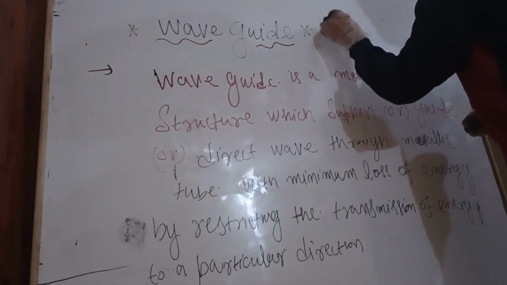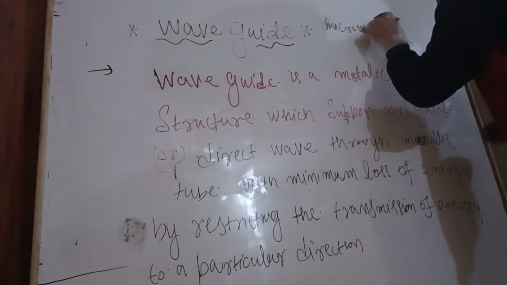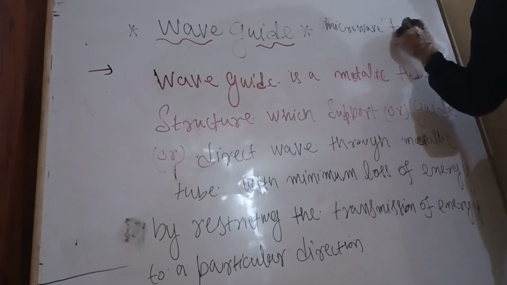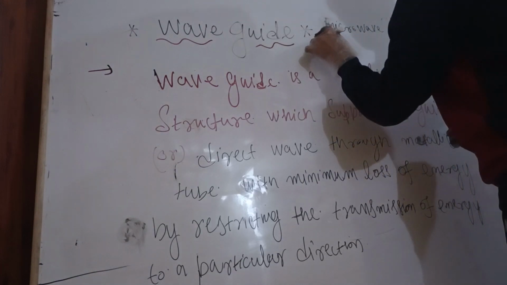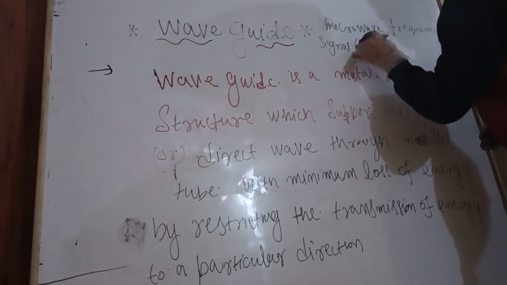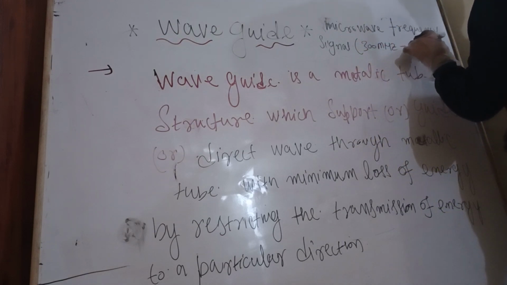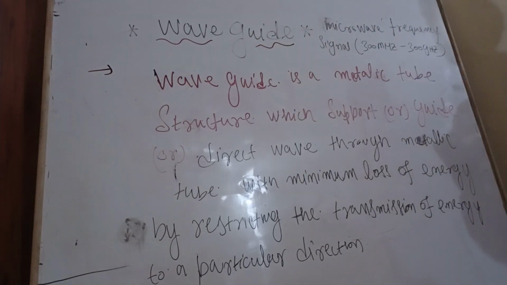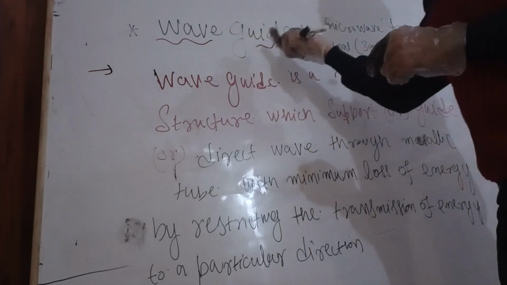We use them for microwave frequency signals, whose range is from 300 megahertz to 300 gigahertz. For all this type of high frequency microwave signal transmission, we need a waveguide.